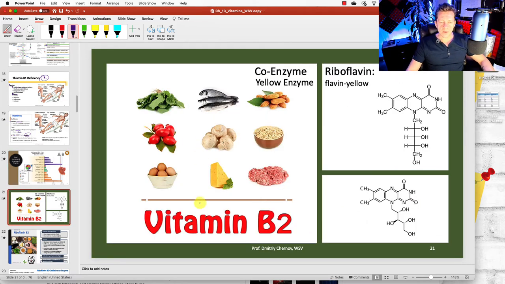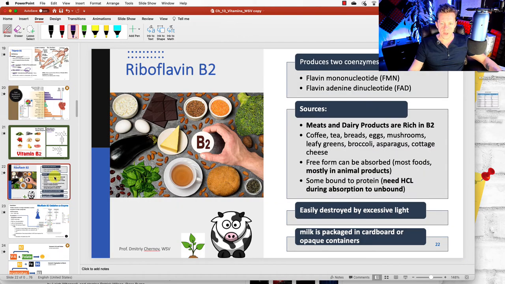The second vitamin is vitamin B2. You can see here that we can get this vitamin from a variety of products. The name of that vitamin is riboflavin, and flavin means yellow. We can get it mostly from dairy, and it is famous for being in dairy. It is also a coenzyme and participates in energy yielding reactions. We can get it almost equally from plant and animal sources, but it is more bioavailable from animal products.